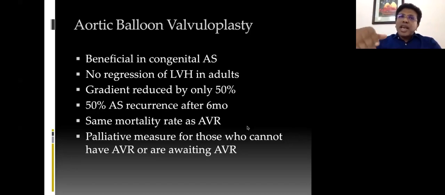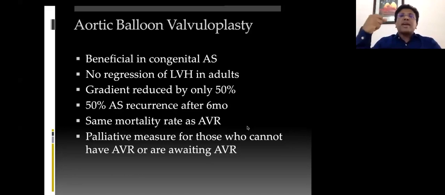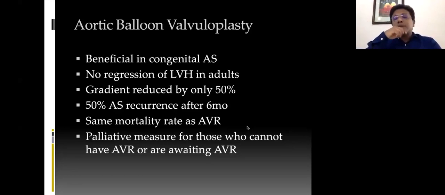Many of these patients can be palliated again with repeat balloon dilatation. Some patients develop moderate or severe aortic regurgitation, especially if the valve morphology is bad, like a unicommissural valve, and these patients may require aortic valve replacement when they become older.